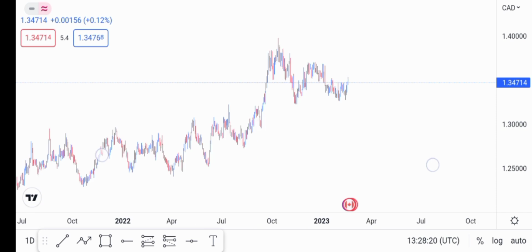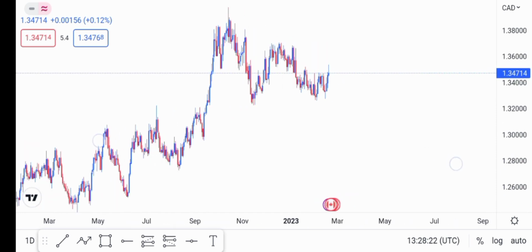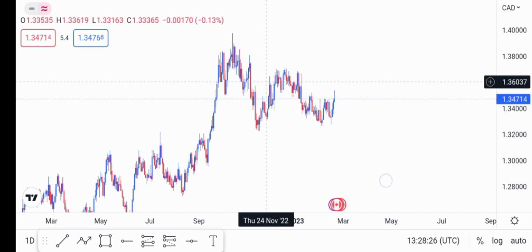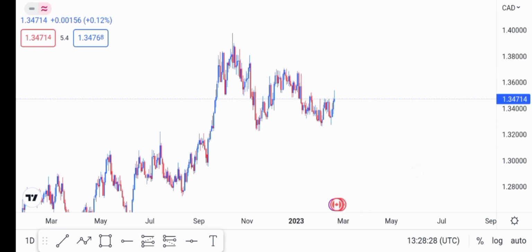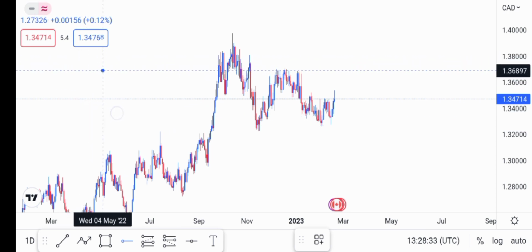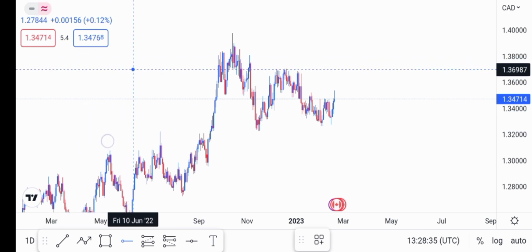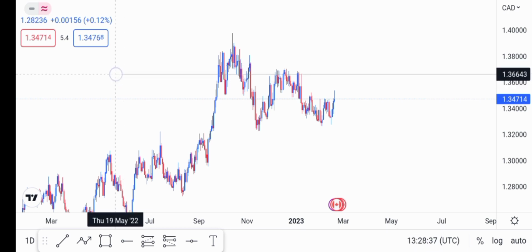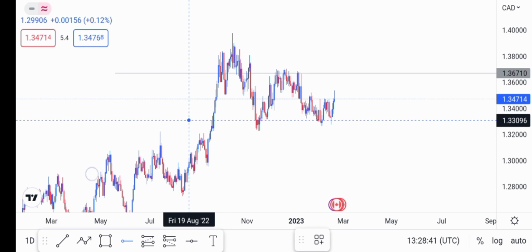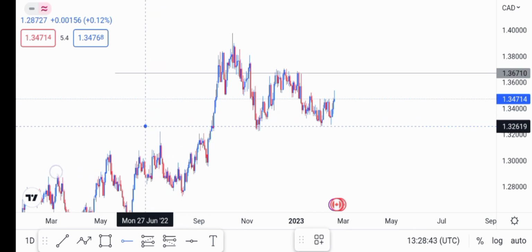Now we're on the daily time frame on USDCAD, and we are seeing this current pattern right over here. So I'm going to start marking the levels that I'm seeing on the market. I'm seeing this level right over here. Yeah, we can see that the level is well respected, and let's cater for the lower side.